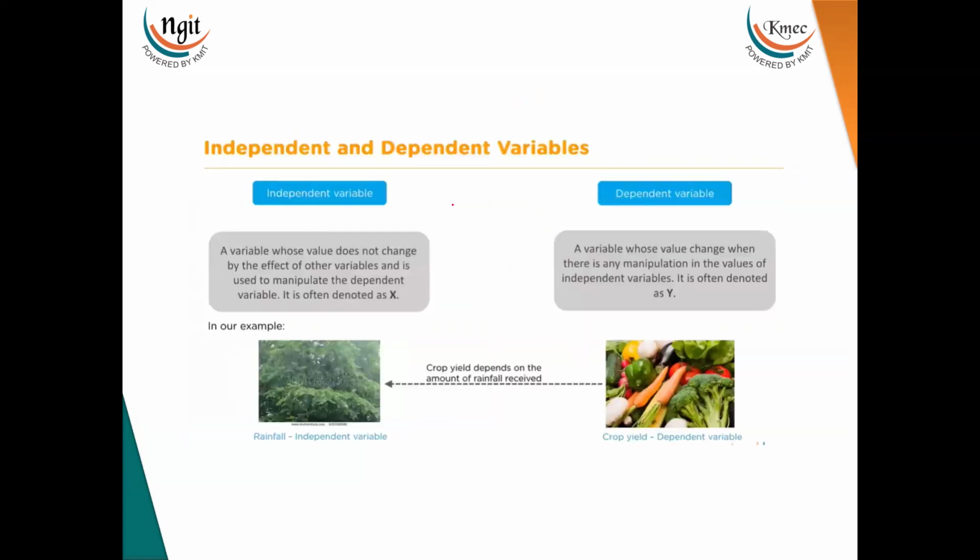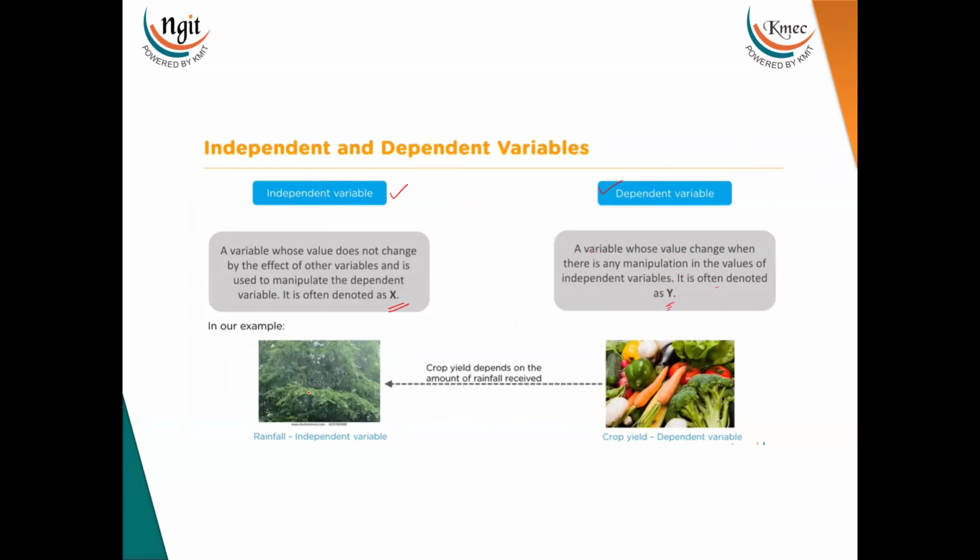Starting onwards with regression, I'm discussing what is an independent variable and what is a dependent variable. So what is an independent variable? A variable whose value does not change by the effect of other variables and is used to manipulate the dependent variable is called the independent variable. Often it is denoted as X. Whereas a dependent variable is a variable whose value changes when there is manipulation in the values of the independent variable, and it is also often denoted as Y.